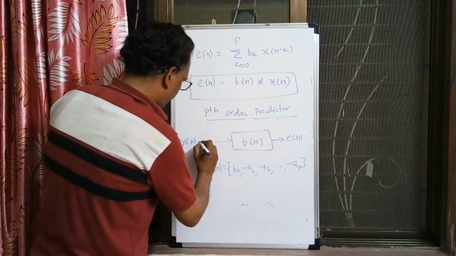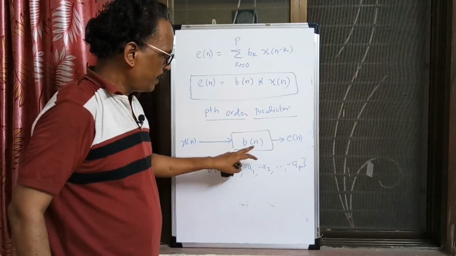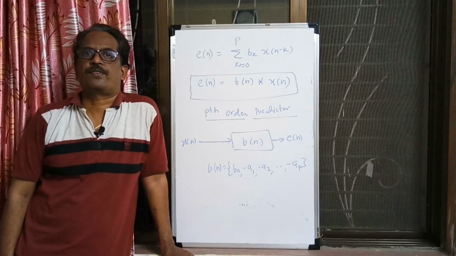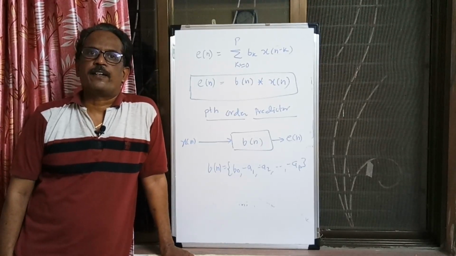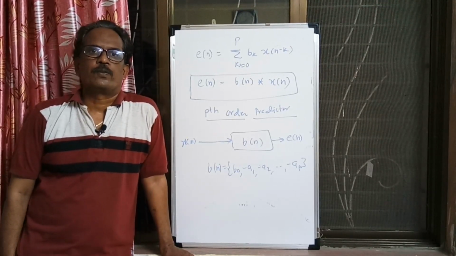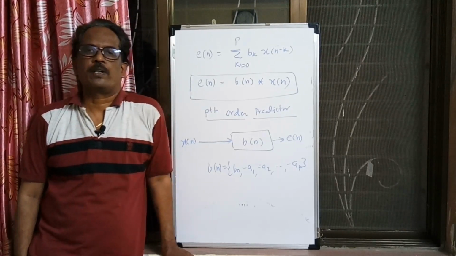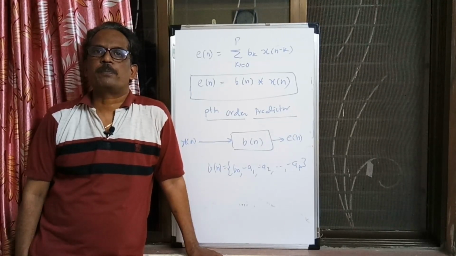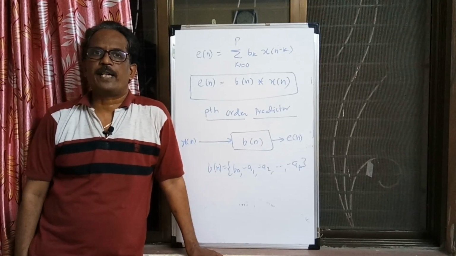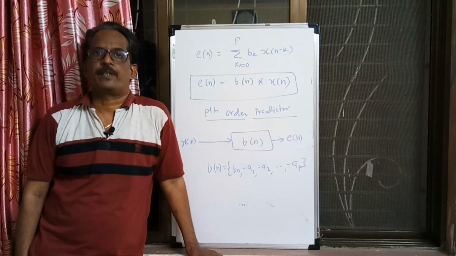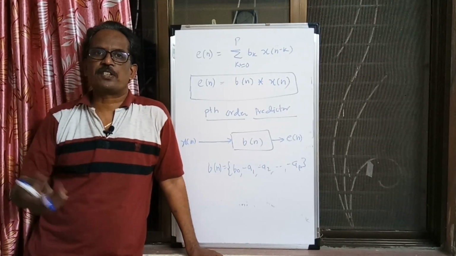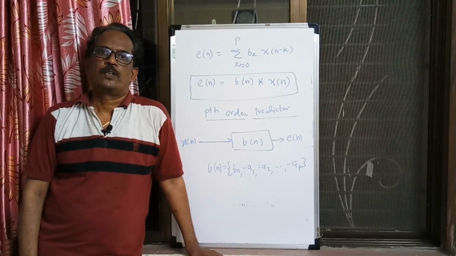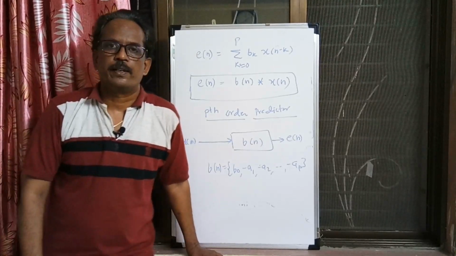So whenever x of n is passed through a system B of n, we are getting e of n, where e of n is minimum in the least square sense. So whatever we are getting in error, the error is not carrying any information. Whatever information is present in the signal is absorbed by the system. Absorbed by the system means that information is available in the form of system coefficients. The system coefficients are extracting the information which is present in the signal x of n, and we are getting e of n, which is minimum in the least square sense.